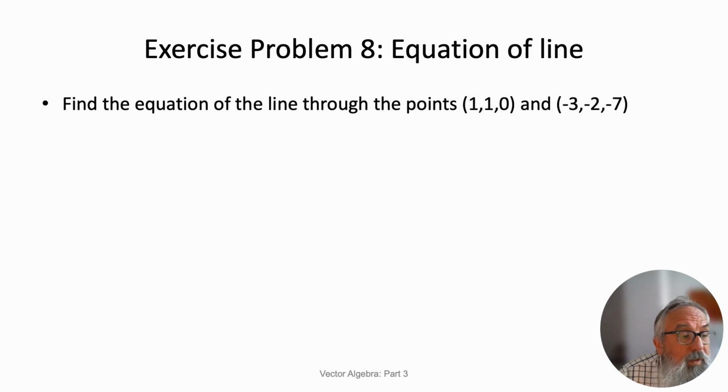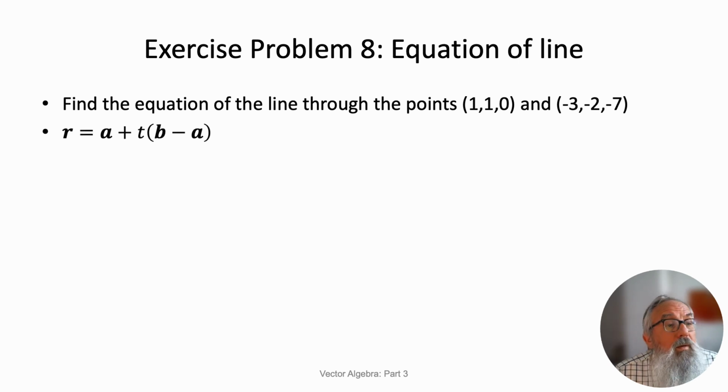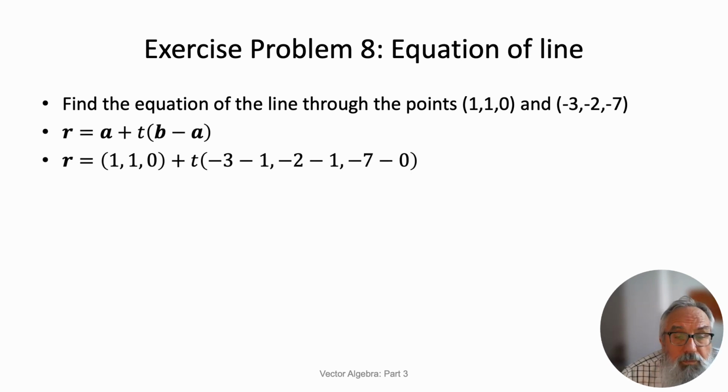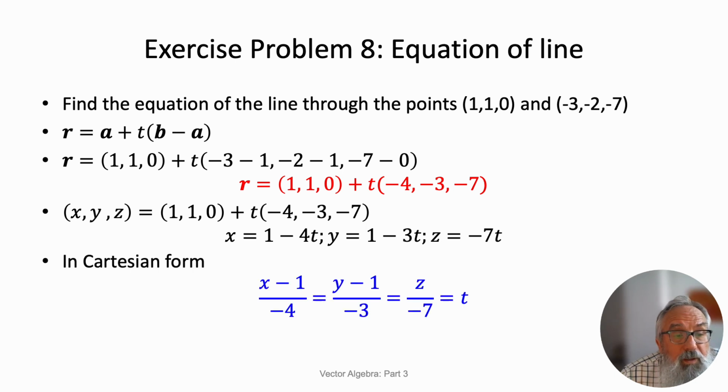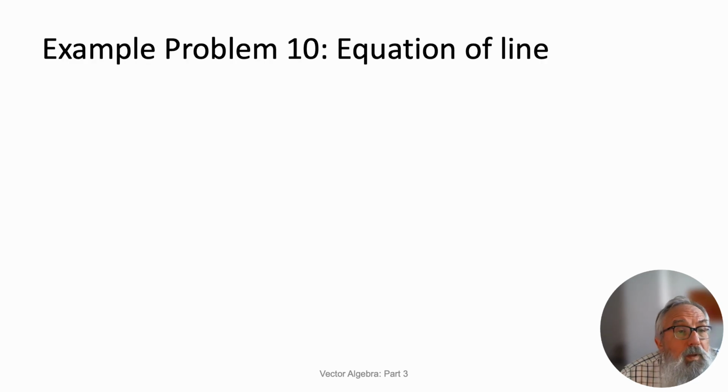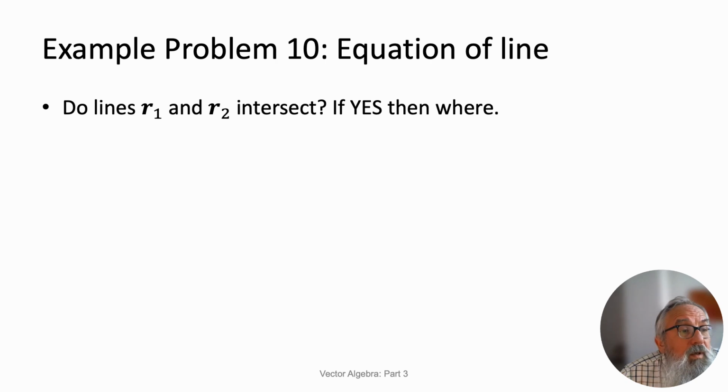Another example, find the equation of the line through points (1, 1, 0) and (3, minus 3, minus 2, minus 7). Straightforward to write down the equation. Expand it, rearrange them all to be in terms of t, and equate them. That's the Cartesian form. Another example of the equation of a line.